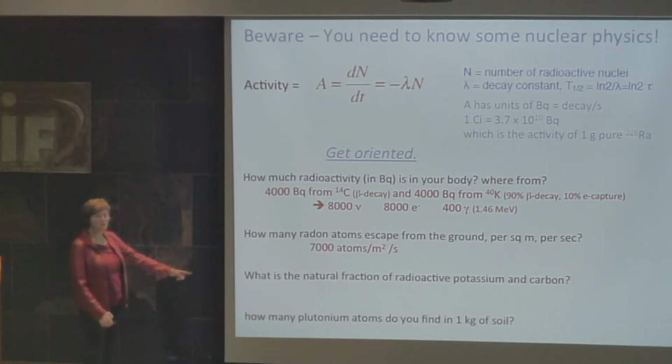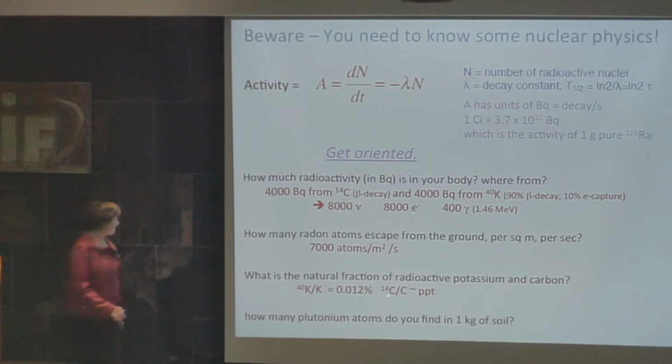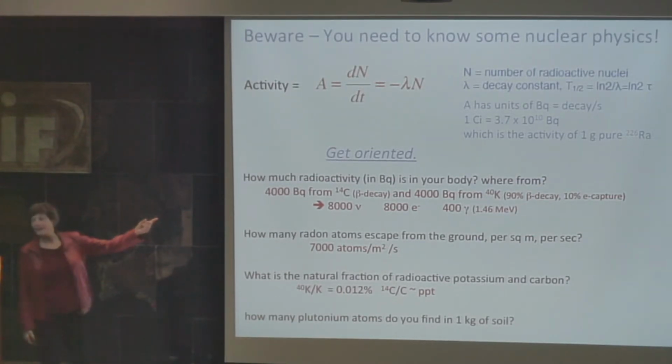This one you probably do know. Somebody know what these are? The natural fraction of radioactive potassium, carbon. Anyway, here it's about 0.012% of potassium is a radioactive component. And that's, of course, why when you have bananas for breakfast, you're a little more radioactive than normal. And carbon-14 is in the parts per trillion section.